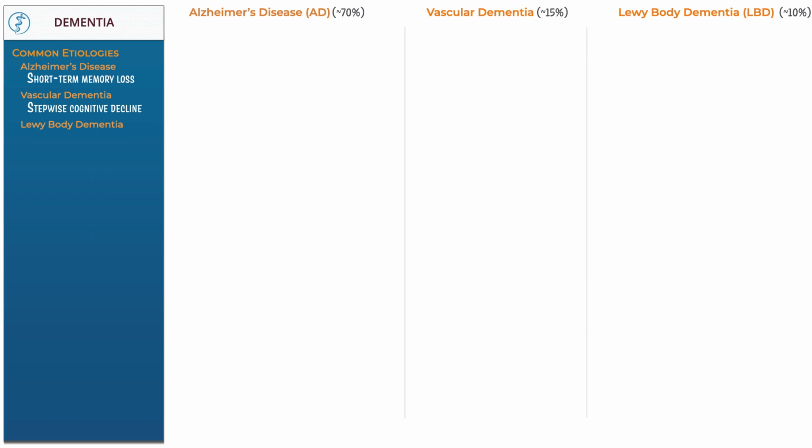Lewy body dementia, which accounts for roughly 10%, we can think of as having a combination of both dementia and Parkinsonism. Let's begin with Alzheimer's disease pathology. We'll start with early areas of brain atrophy.